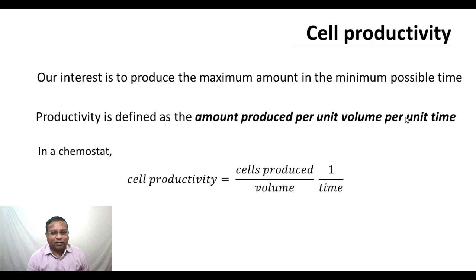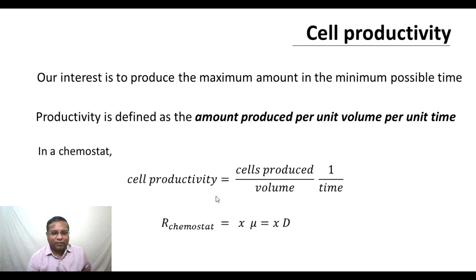It is the amount produced per unit volume per unit time. In a chemostat, the cell productivity is therefore the amount of cells produced per unit volume per unit time, if these cells happen to be the product. Even otherwise, if the cells are producing a product, we would also like to maximize the cell productivity, because that would directly translate to an increase in production of the molecule inside the cell, right? The more the number of factories, the more the product of interest too. Therefore, we are looking at cells themselves.